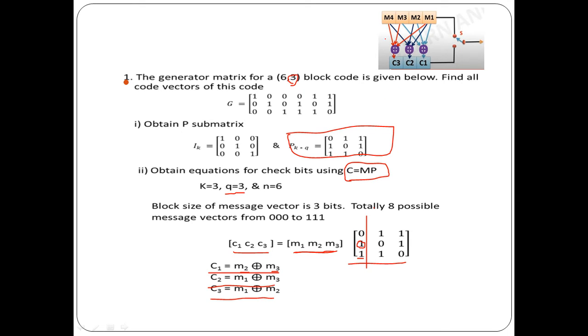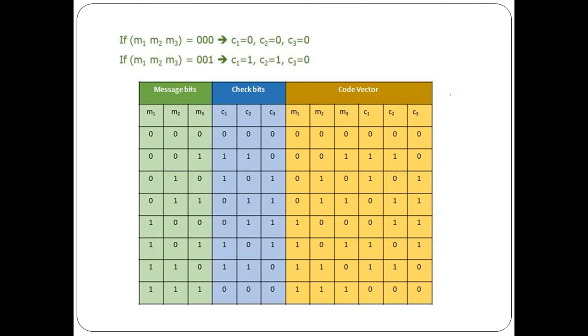Sorry, I have taken four message bits here; instead, we might have taken three message bits. From the combination of message bits only, we are getting the check bits. That is my intention in showing you this diagram. So how do we find the code vector? They have not given any message combination as an input in the problem.